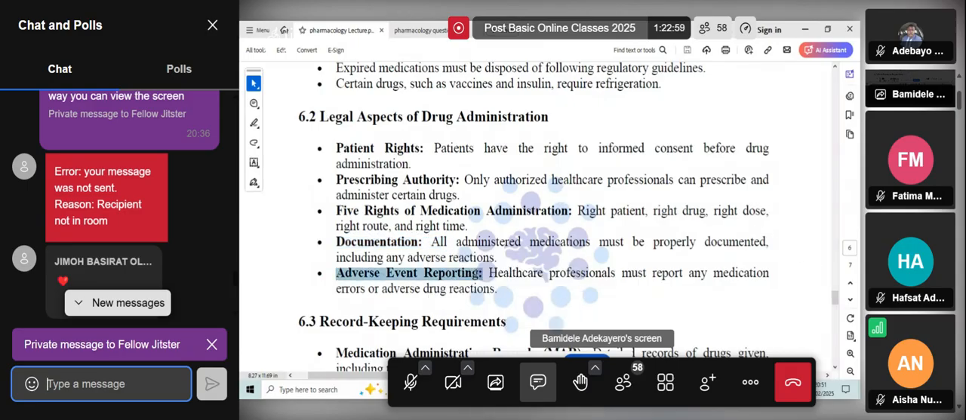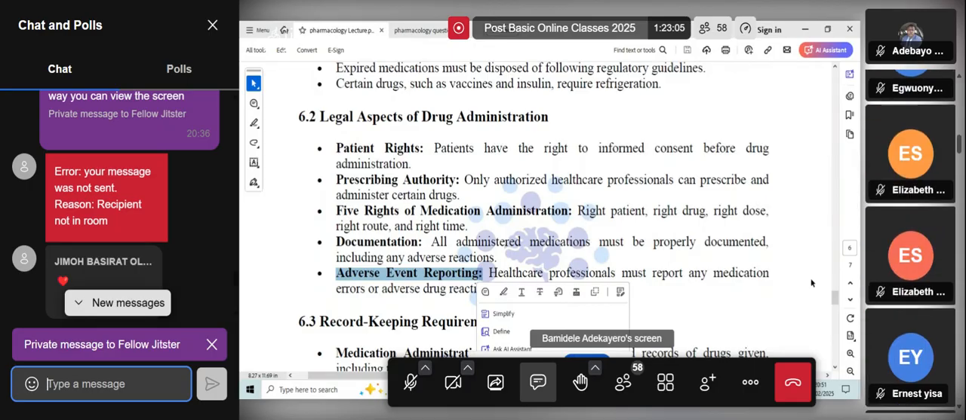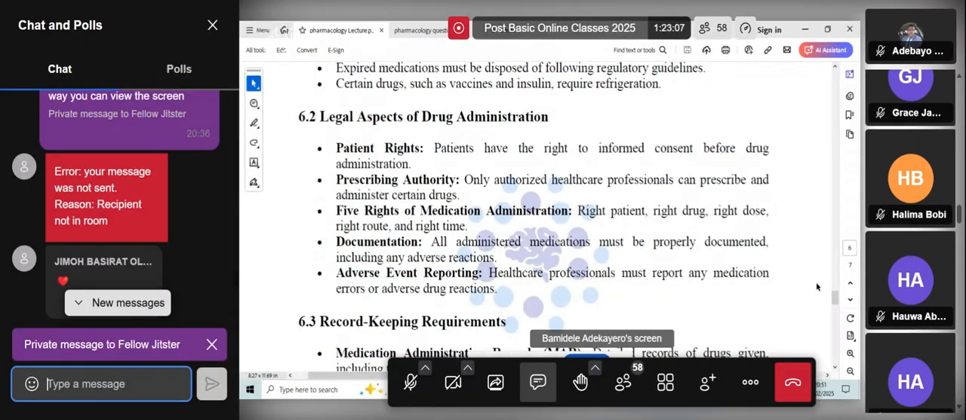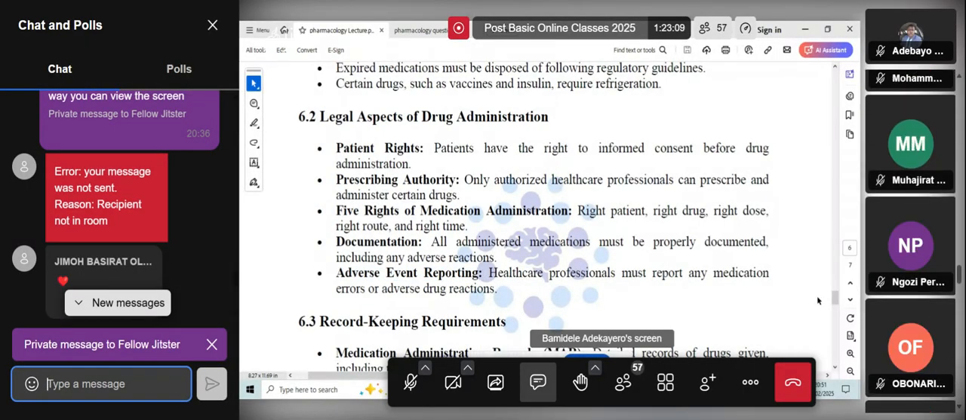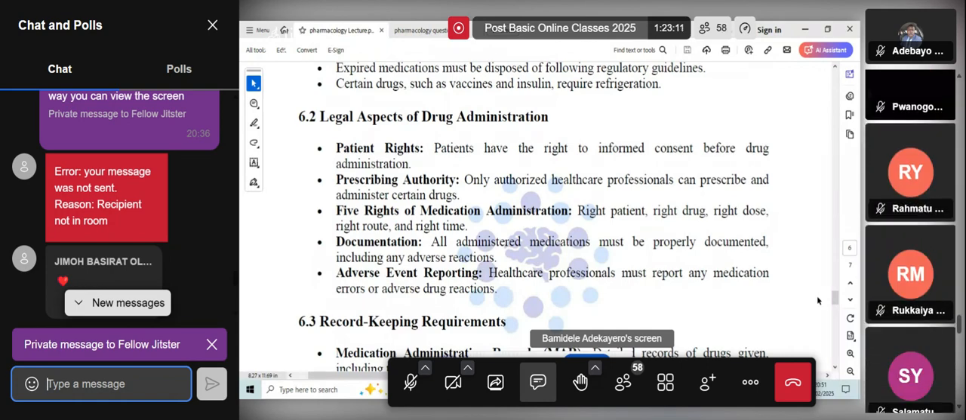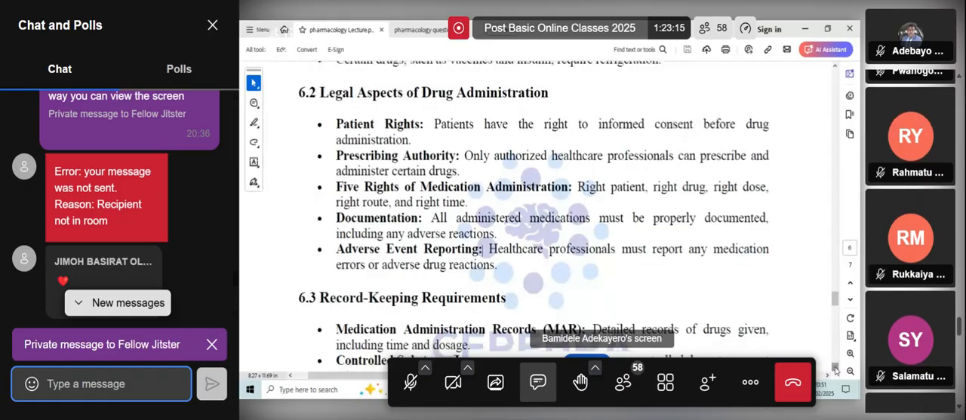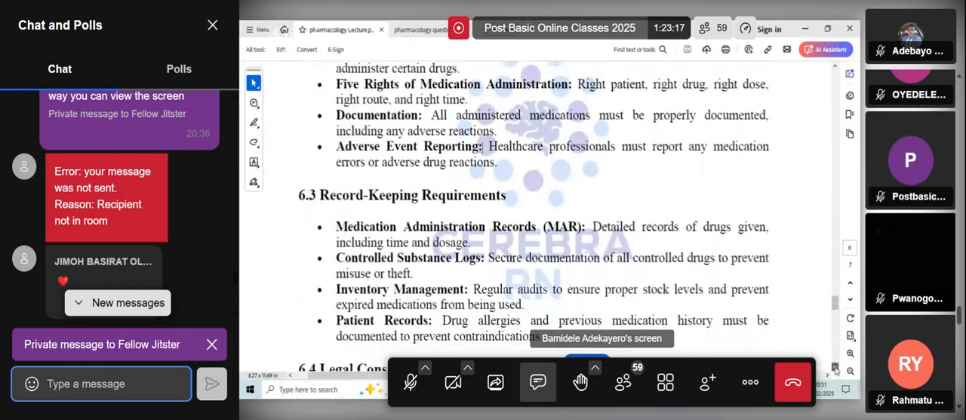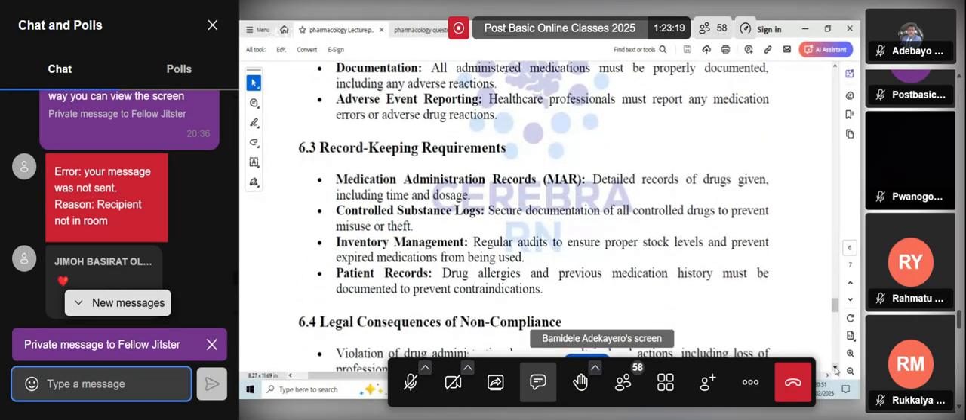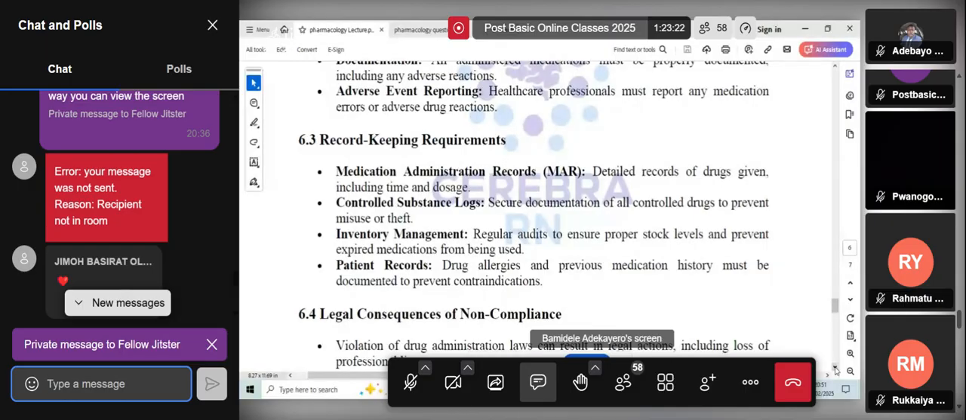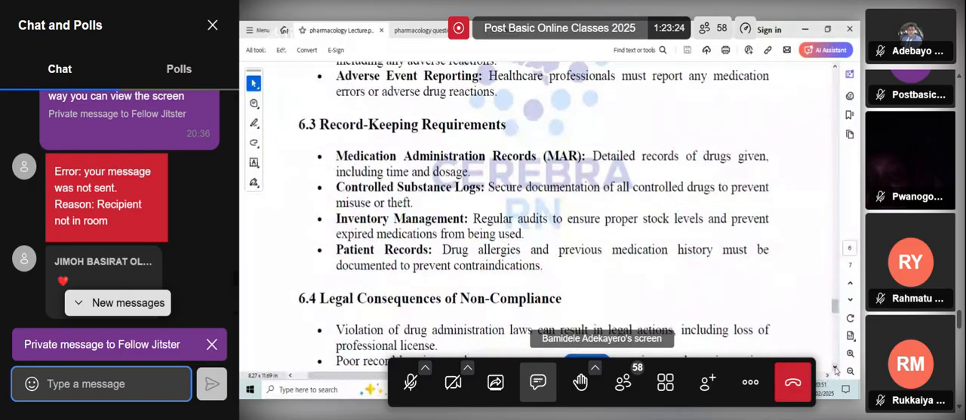Adverse effects reporting. If there is an error, if you made a mistake, please report it. The reason for reporting is not to blame you, it is to help the patient. For instance, if you're giving an overdose of a medication, so that the antidote can be given and the patient can be monitored, and also to be able to train other healthcare workers, other nurses, to stop them from making the same mistake.